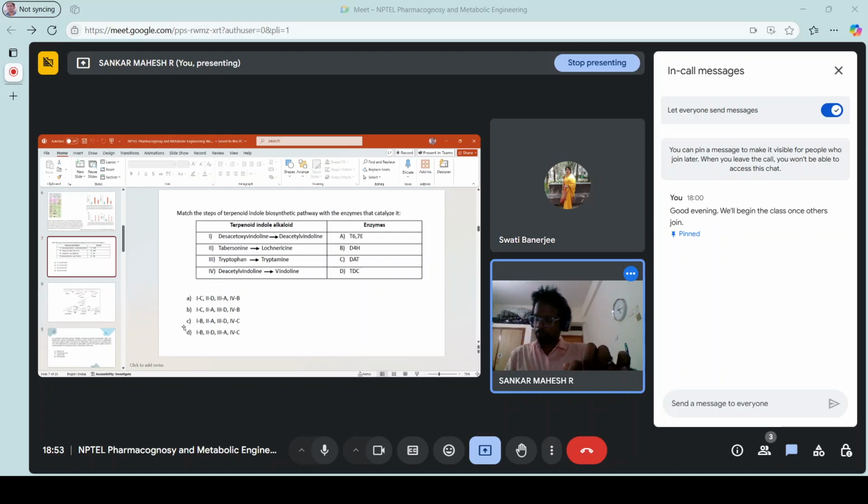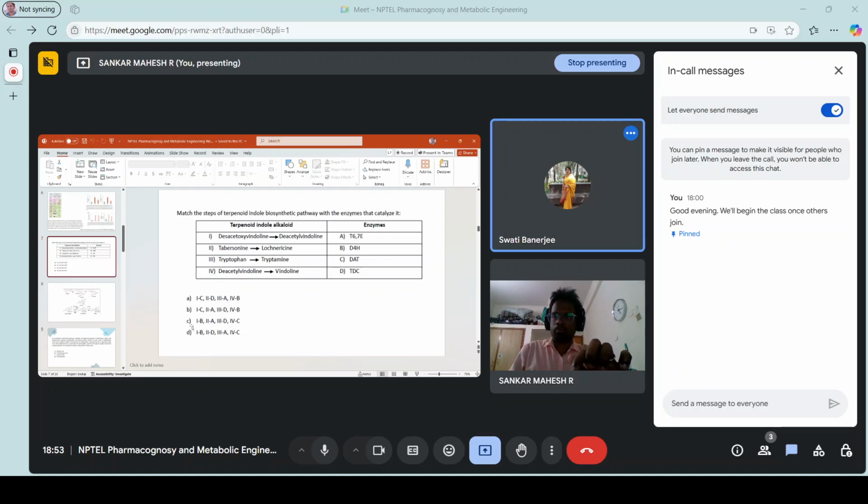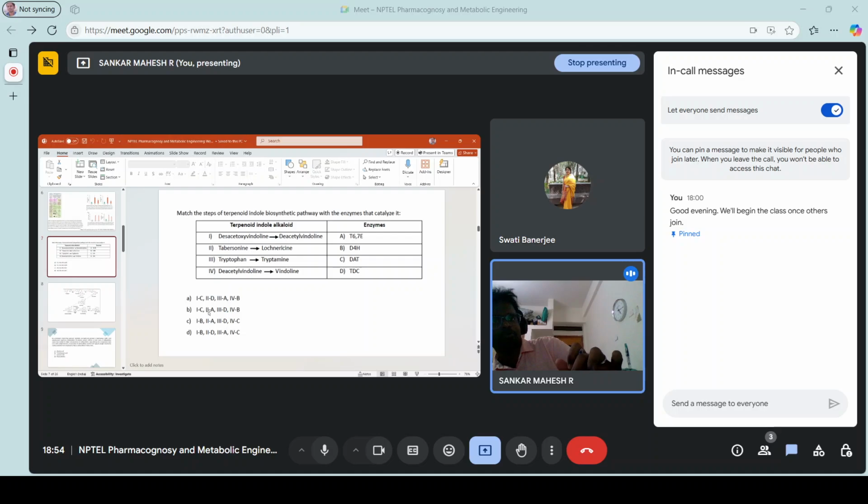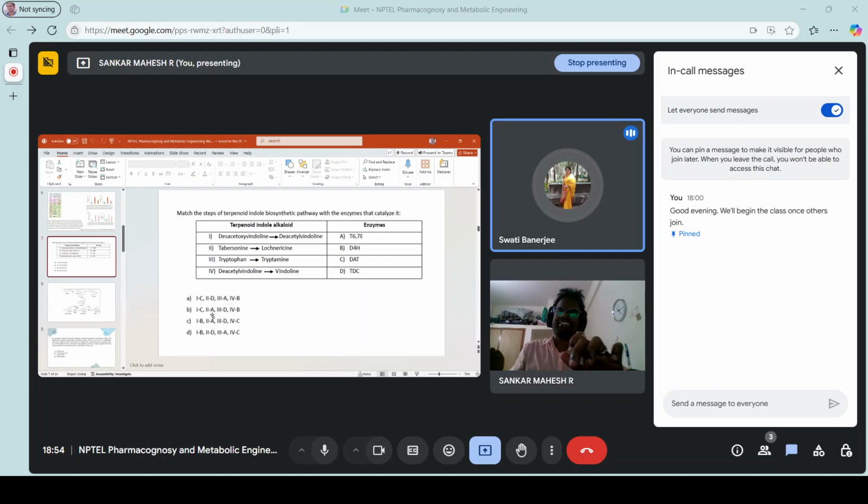Deacetylvindoline. The tabersonin to loschnericin, is it T16H? Yes. In both options, it's the same. So yeah, that is confirmed. Even third is D. Third is D. Deacetylvindoline.